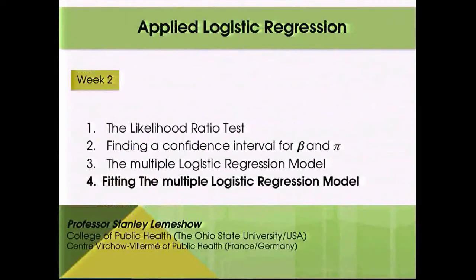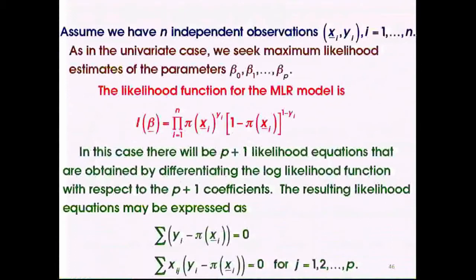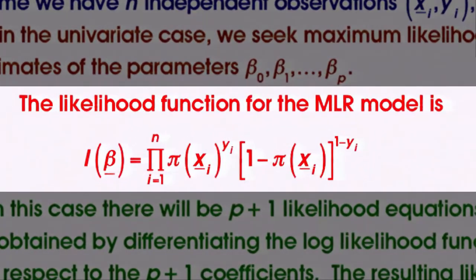So how do we fit the multiple logistic regression model? Let's assume that we have n independent observations, xi, a vector, and yi, for i from 1 to n. As in the univariate case, we're looking for the maximum likelihood estimates of the parameters beta naught, beta 1, all the way out to beta p. The likelihood function for the multiple logistic regression model is given by this. Again, this is the same as we had before.